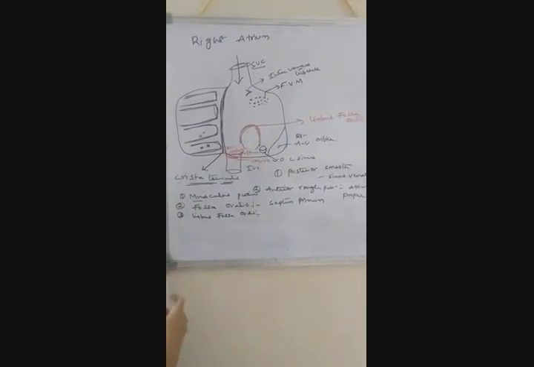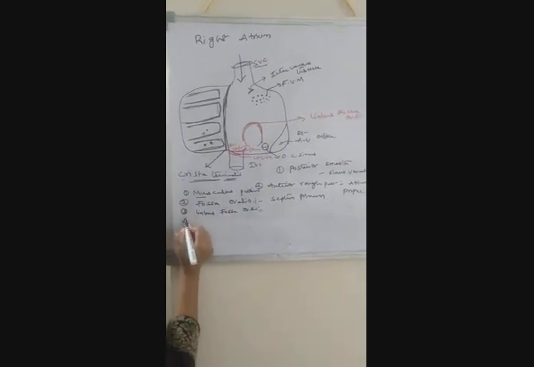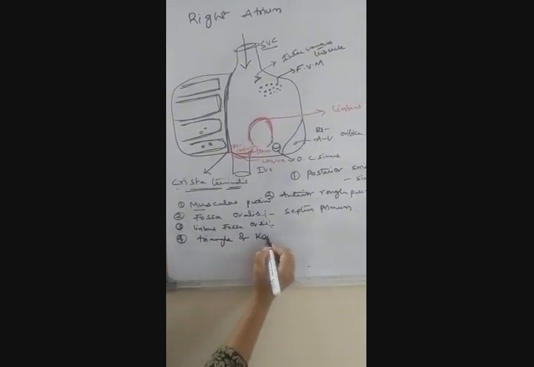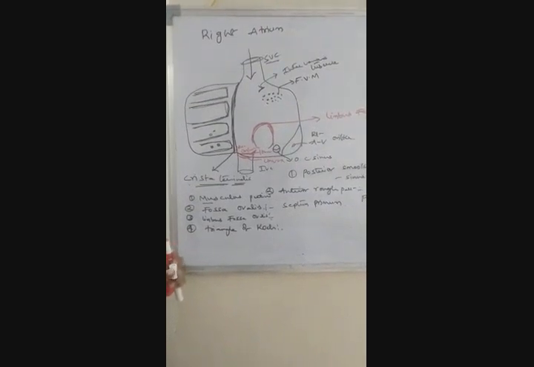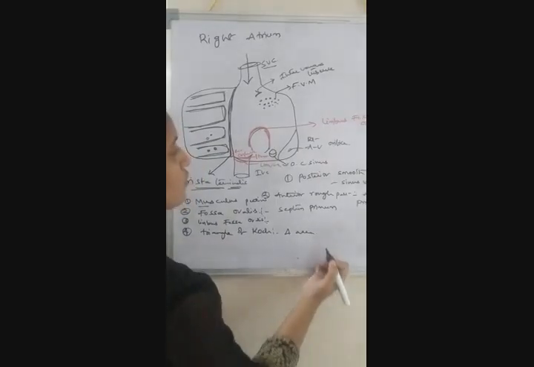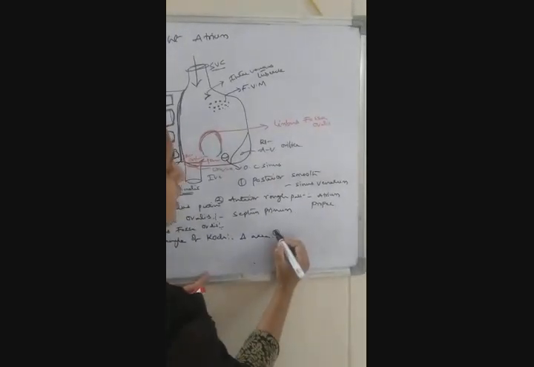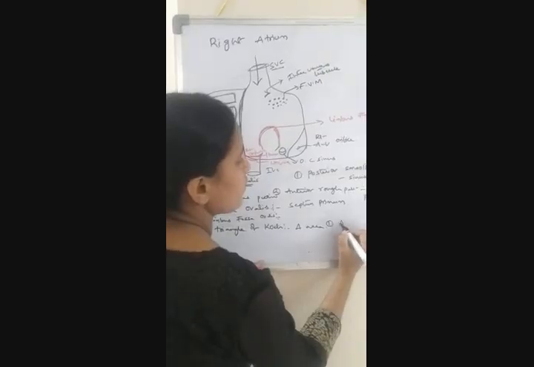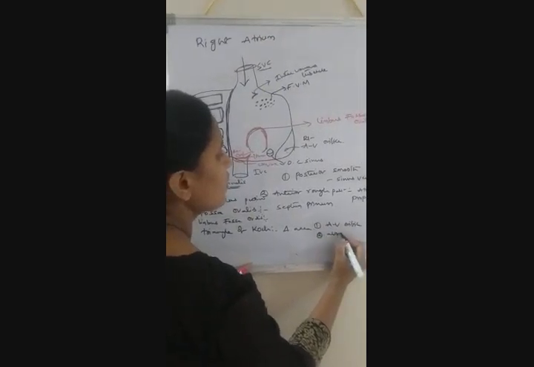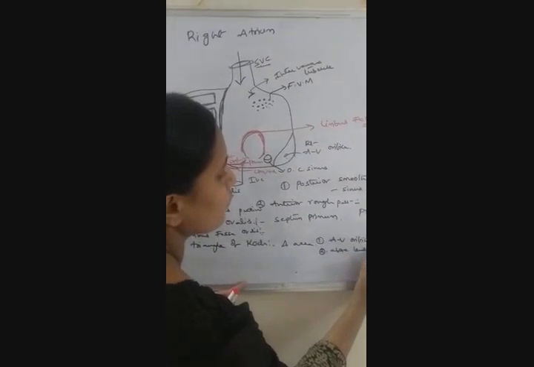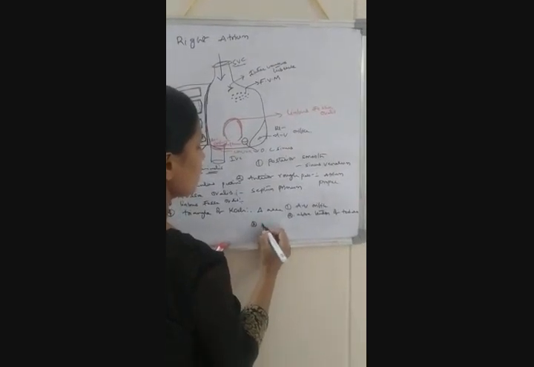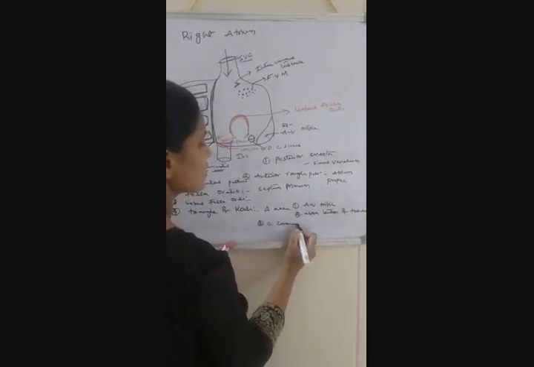Okay. Next, triangle of Koch. Okay, what is triangle of Koch? It is the triangular area which is bounded in front by the AV orifice, above by the tendon of Todaro, and behind by the opening of the coronary sinus.